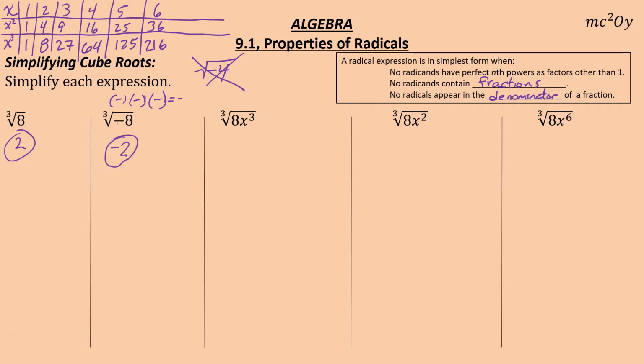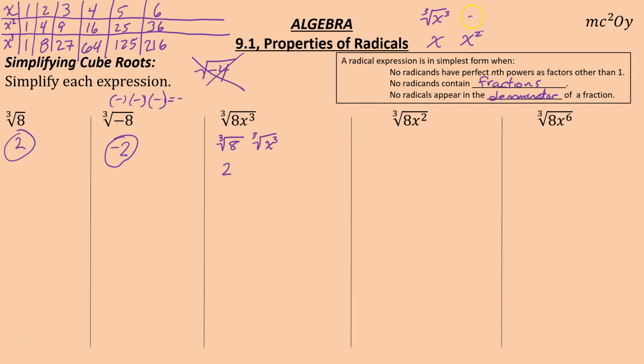Notice as I've written these, I've just kind of added a piece. Well, the cubed root of 8x cubed, we could break that apart. We could call that the cubed root of 8 and the cubed root of x cubed. Well, the cubed root of 8 is 2. We know that. The cubed root of x cubed, let's think of our cubed roots. What variable times itself 3 times makes x cubed? Well, that would be x. x times x times x is x cubed.